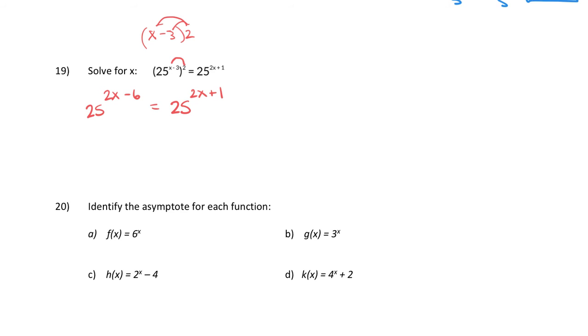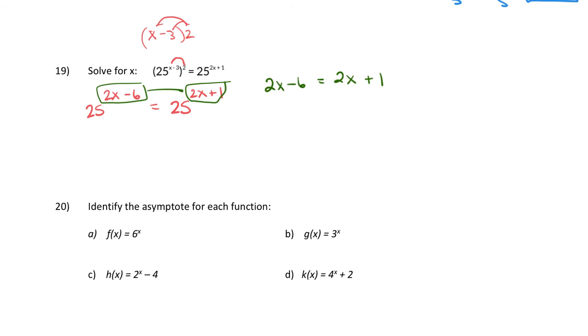All right, so we have an equation. Our bases are the same. 25 is equal to 25. So that means that our exponents will be the same also. And that's the equation we're going to write. 2x minus 6 is equal to 2x plus 1.